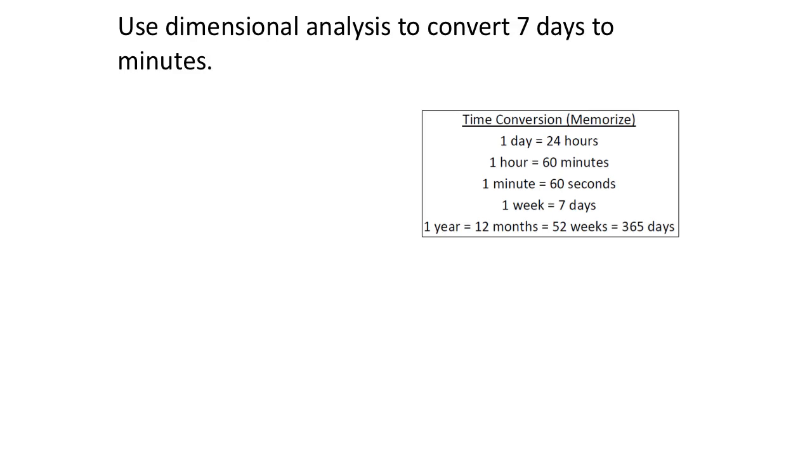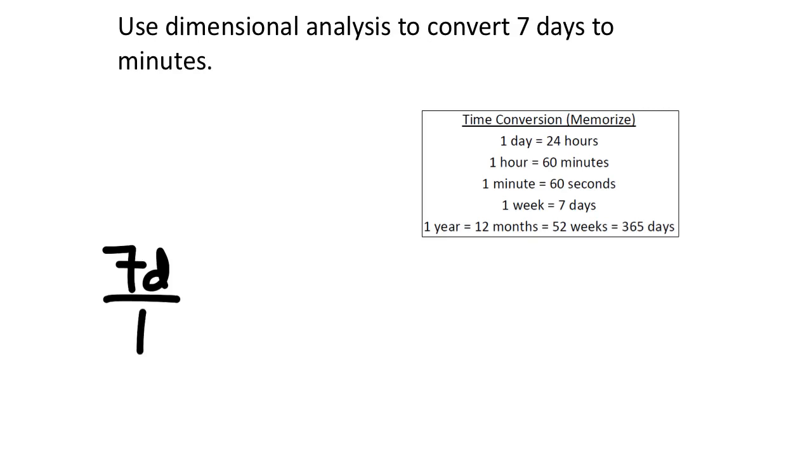So use dimensional analysis to convert 7 days to minutes. Now, while some of you guys could probably do this in your head, just on the homework, it's going to require the dimensional analysis, just like we saw in 6.1, where you have to fill in the labels and the numbers. Okay, so let's go through this one. We got 7 days. I'm going to make it 7 over 1. And we want to know how many minutes this is.